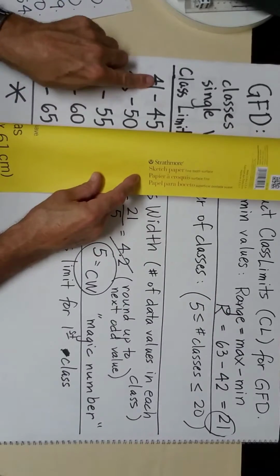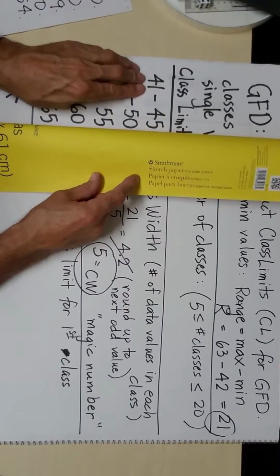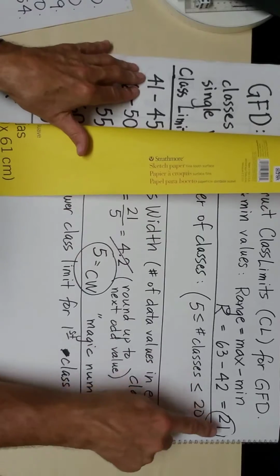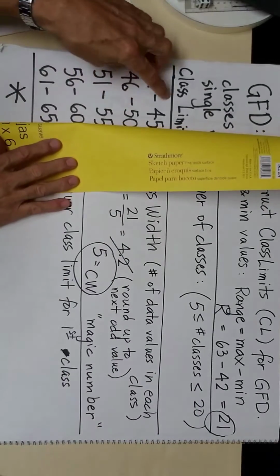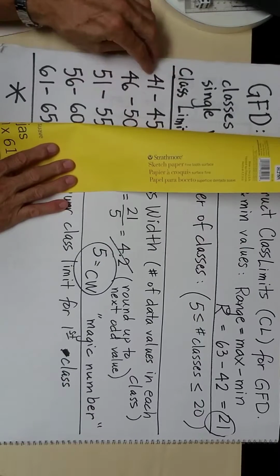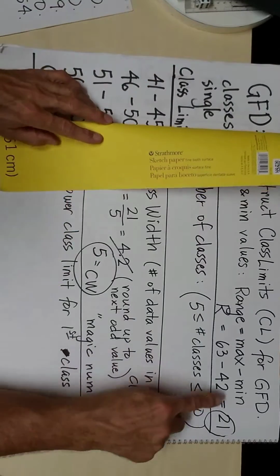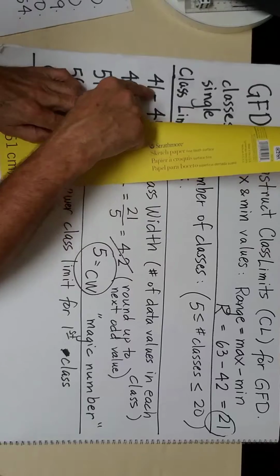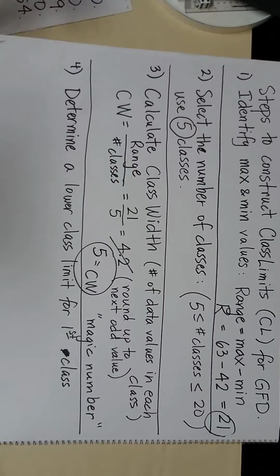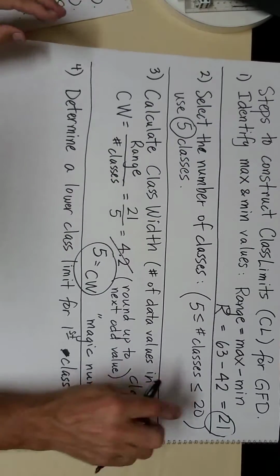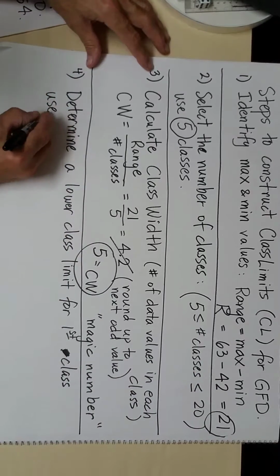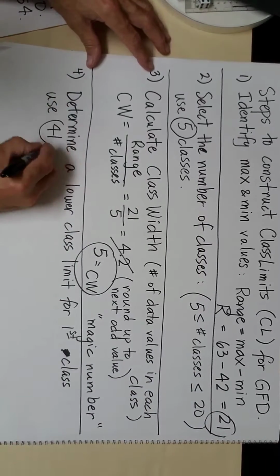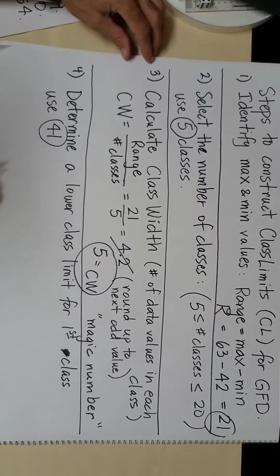If I had made this a 44, then there would have been nowhere for the 42 to go. So the lower class limit of the first class must be at least this small, possibly smaller. I could start with 42, or in this case, I'm going to use 41 because I've already done that.